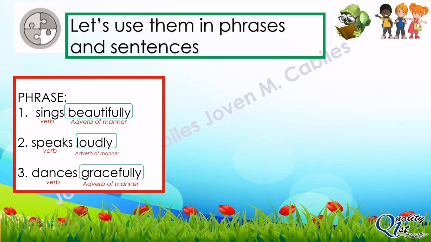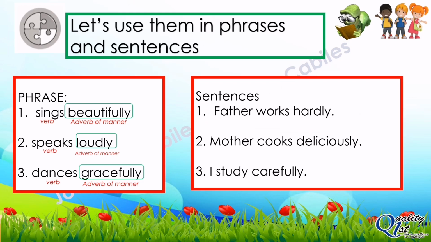Alright, now let's use them in sentences. For number 1, father works hardly. Now the adverb of manner is hardly, and the word hardly describes the verb works. Okay, for number 2, mother cooks deliciously. Now, the adverb of manner is deliciously, and it describes the verb cooks.